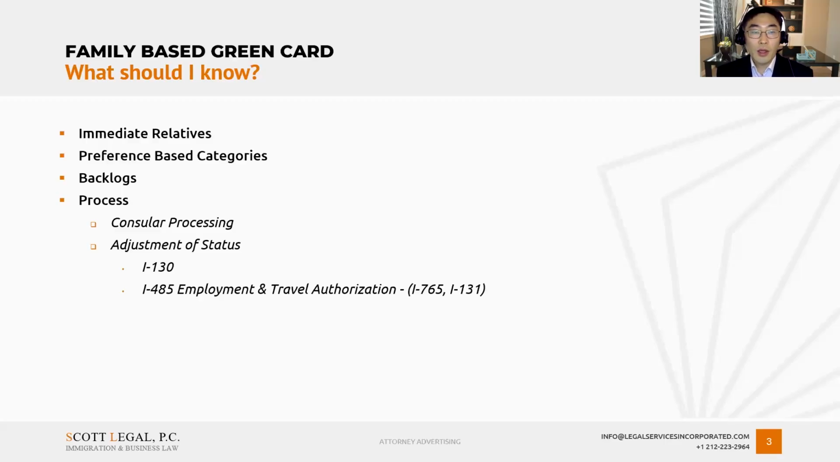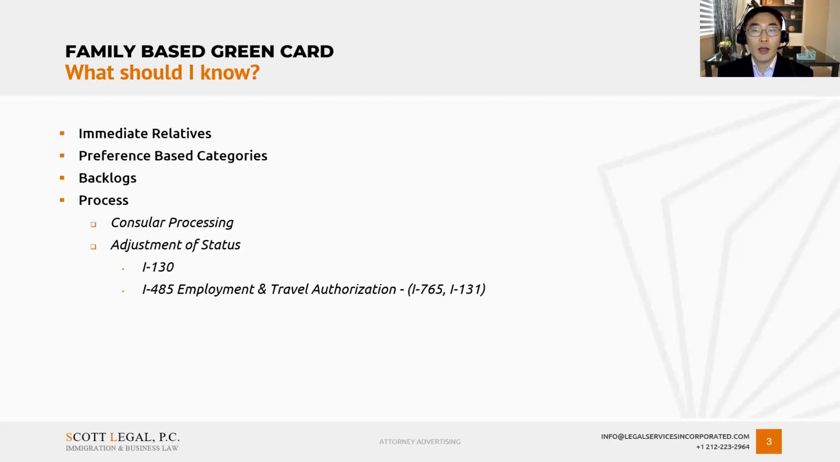and the beneficiary will need to go for the immigrant visa interview. However, if the beneficiary is already inside the United States, the beneficiary may apply for an adjustment of status by filing Form I-485 with USCIS. And as part of the I-485 application package, the beneficiary may also apply for an I-765 work permit and I-131 travel authorization. Some situations require additional processing.